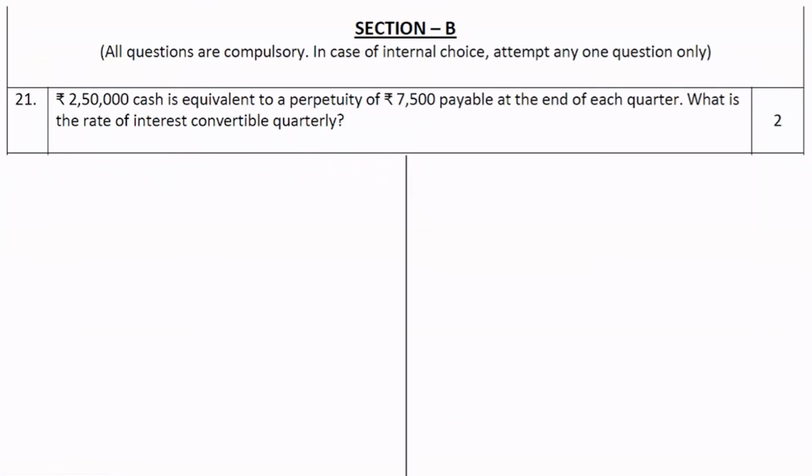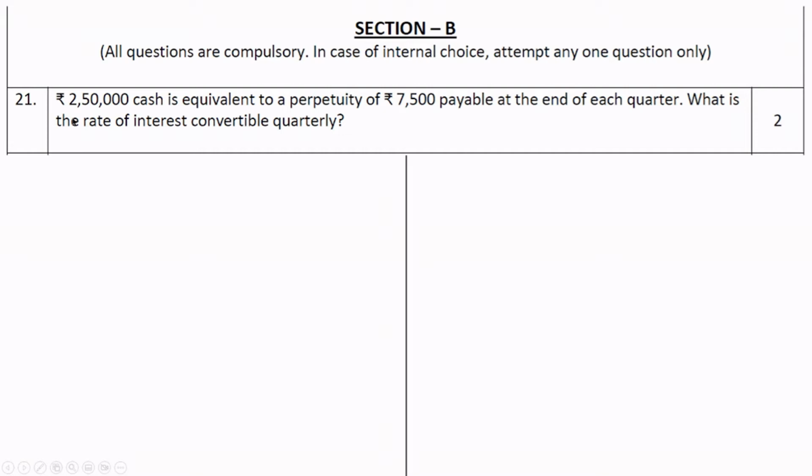Here we have section B. The questions in section B are of 2 marks. Here we have the instruction. All questions are compulsory. In case of internal choice, attempt any one question only. Now we'll move on to the questions from section B.